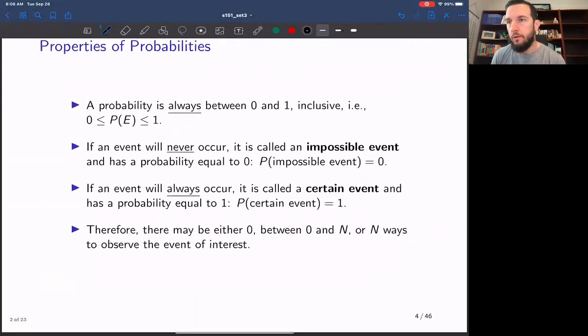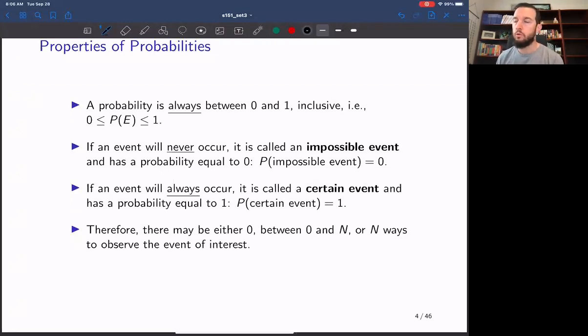Okay, so here are some important properties of a probability. These are fairly simplistic, but they are valuable because you can always use them, the first point in particular, to make sure that you have done your calculations correctly. A probability is a value that exists between 0 and 1 inclusive. So a probability can never be negative, and a probability can never exceed 1.